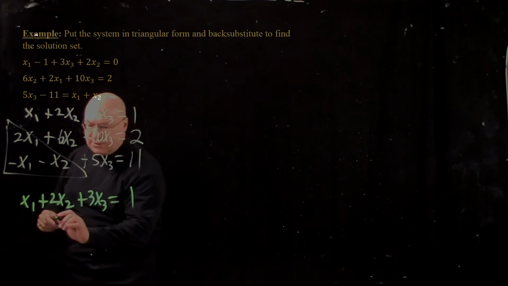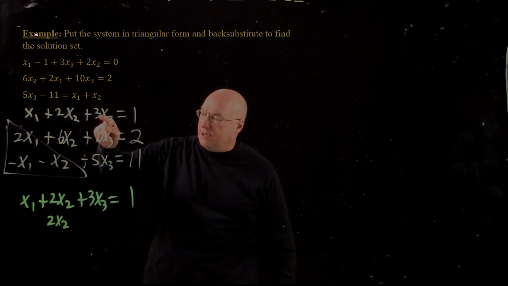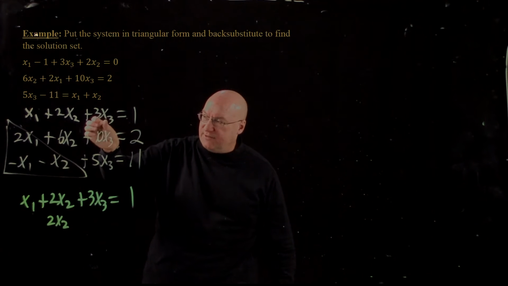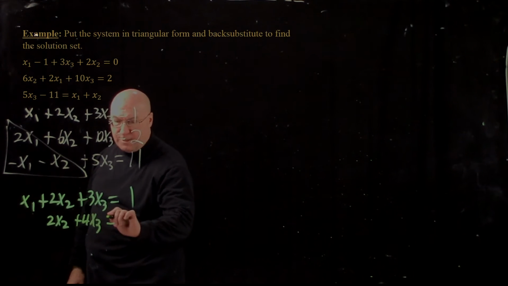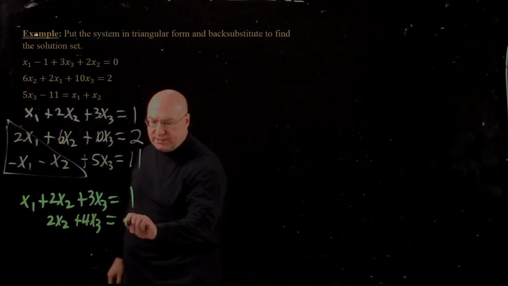Add there, I get 2x2. And then I take a -2 times 3, x3, and it's -6x3, add it to there, I get plus 4x3, equals, then I take a -2 times 1, -2, add it to there, I get 0.